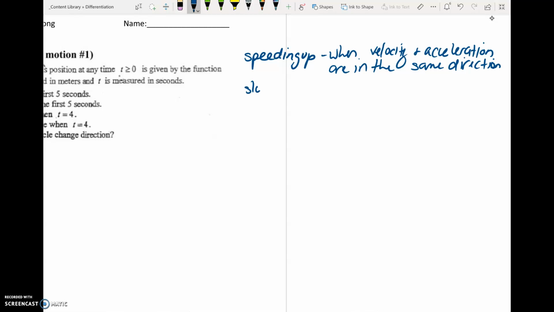Now for slowing down, this happens when the velocity and the acceleration have opposite signs.